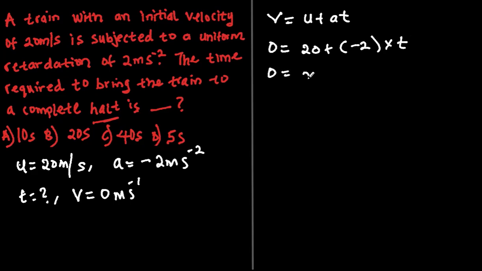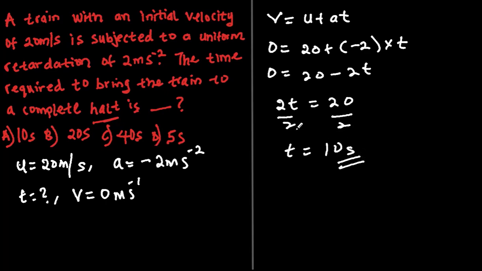So this is going to equal 20 minus 2t. Take negative 2t to the other side, it becomes 2t equals 20. Divide both sides by 2, t is going to equal 20 divided by 2, which is 10 seconds. So the time taken for it to come to a complete halt is 10 seconds, which makes choice A the correct choice. I hope that makes sense to you.